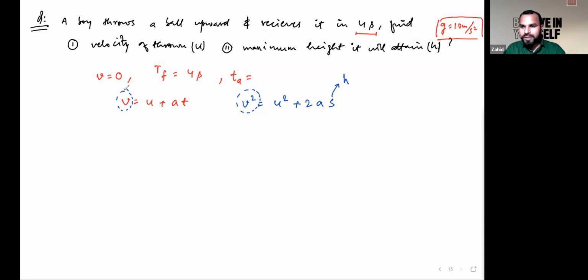You have to find the value of u from first part. A is given, or t you can calculate using time of ascent or time of flight. And next, you have to calculate height attained by the body using third equation of motion.